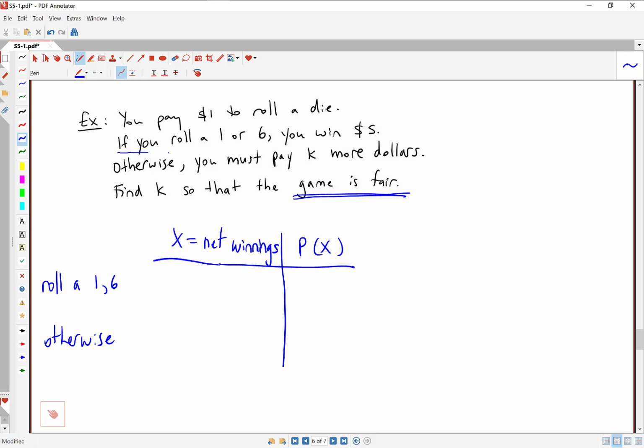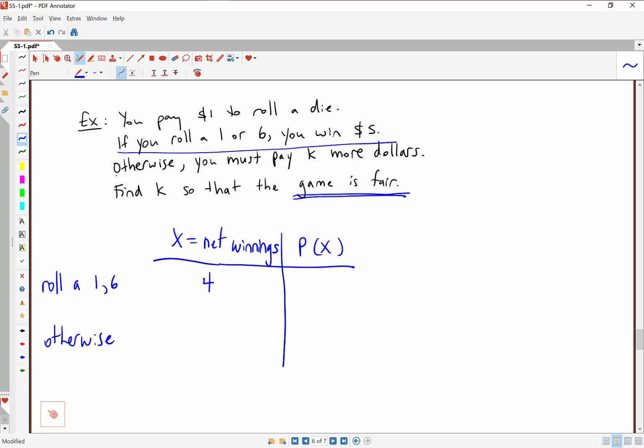Well, if you roll a 1 or a 6, you win $5. But remember that you paid $1 to play. So it's really your winnings minus however much you paid to play. 5 minus 1 means a $4 profit, if you want to say it that way.